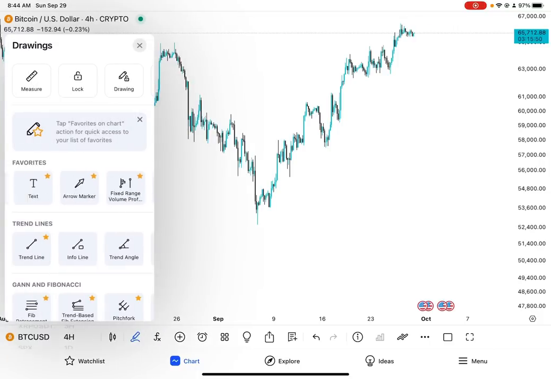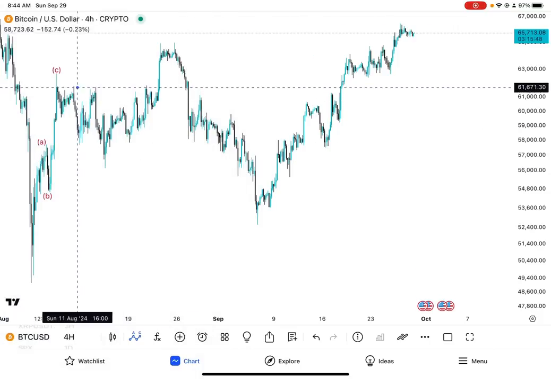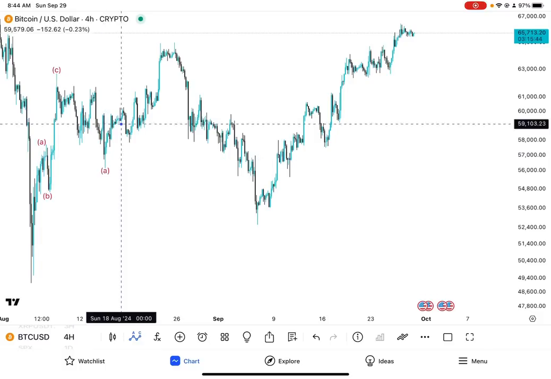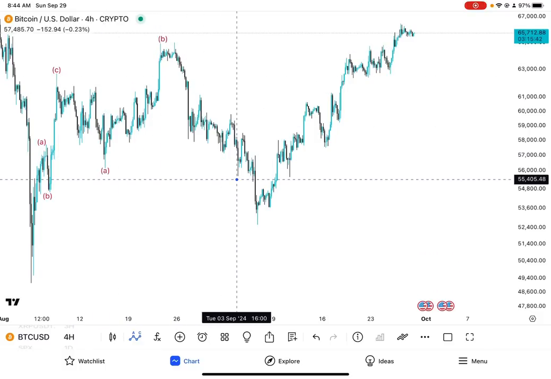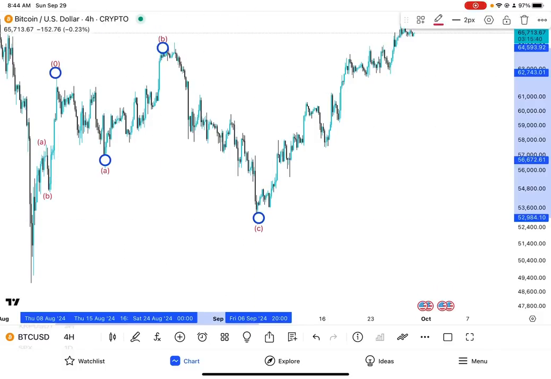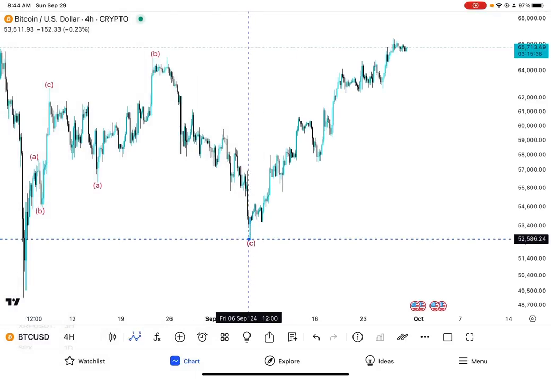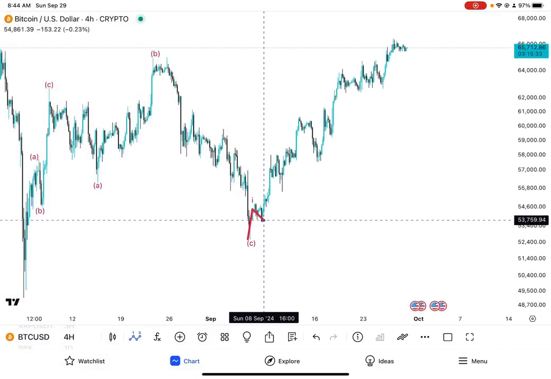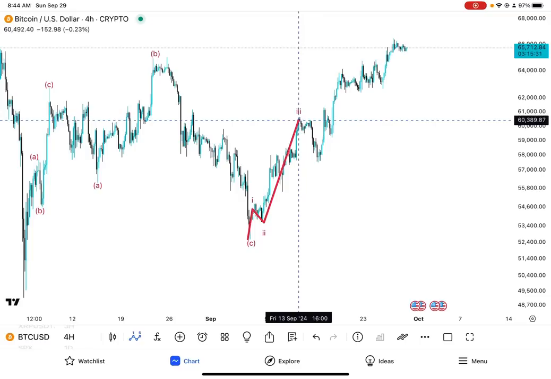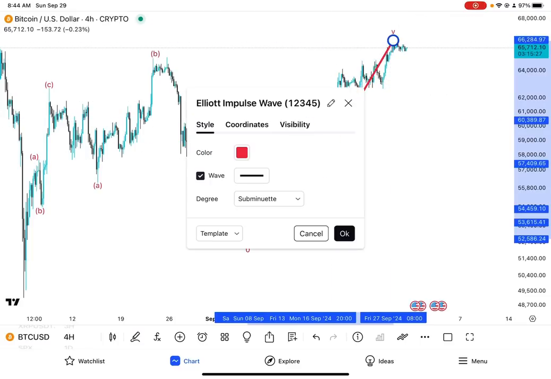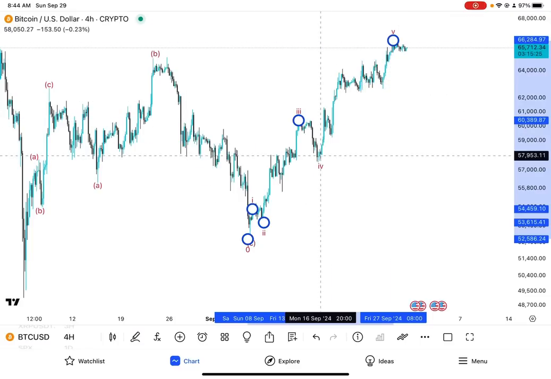You then have another ABC down, and we did this as a flat pattern. So this is your 3 down, 3 up to the upside, and then a 5-wave move to the downside. Okay, and then for your C wave, we have a 5-wave move. So this would be your wave 1, your wave 2, your 3rd, 4th, and then your 5th wave comes in right over here, just like that.